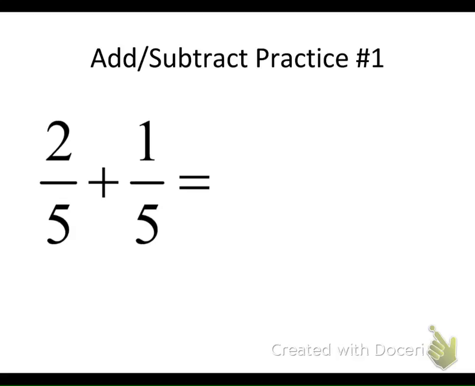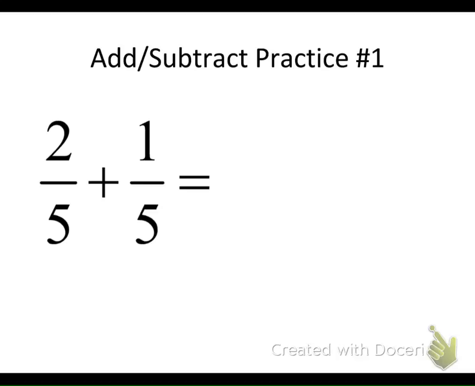Okay? So the first one, we have 2/5 plus 1/5. First thing you need to look at, do they have a common denominator? Are the denominators the same? Brendan? Yeah. So then I move on. I can go ahead and add or subtract the numerators. Well, the operation says to add. So, Brendan, if I add my numerators, what do I end up with?